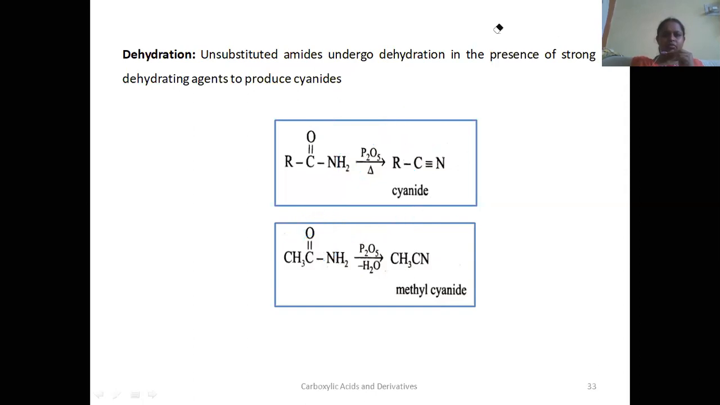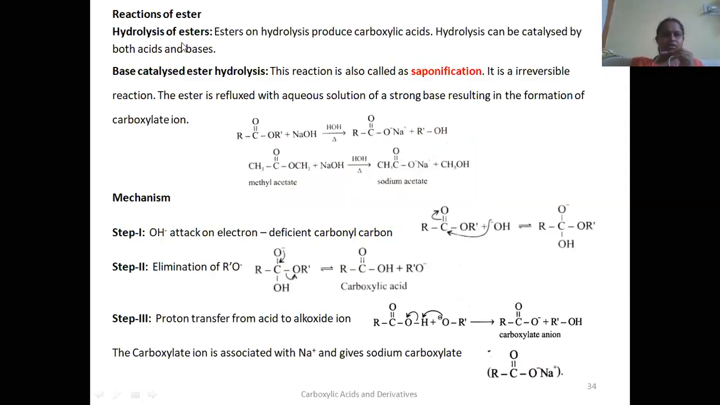Now let us see one more derivative we have to study, that is esters. So these are the reactions of ester. There are two famous reactions of ester, that is hydrolysis. Just now we have seen the hydrolysis of all the acid derivatives. In all the acid derivatives, upon hydrolysis they will give acids. Similarly, ester also will give acid.